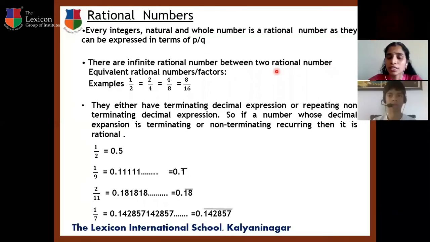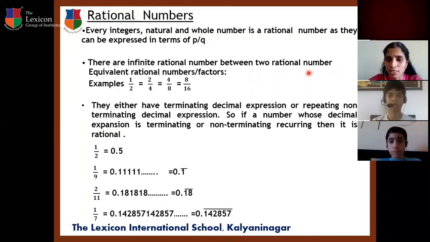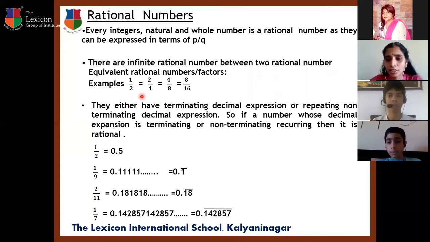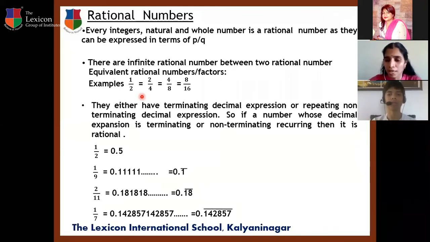There are infinite rational numbers between two rational numbers. You know that, because 1 and 2 are two rational numbers, and in between 1 and 2, 1 by 2 is in between, 1 by 3 is in between 1 and 2, 1 upon 100 is in between 1 and 2, and 1 upon 1000, 1 upon whatever number you put, all are in between 1 and 2. Is it clear? That means there are infinite rational numbers in between two rational numbers.